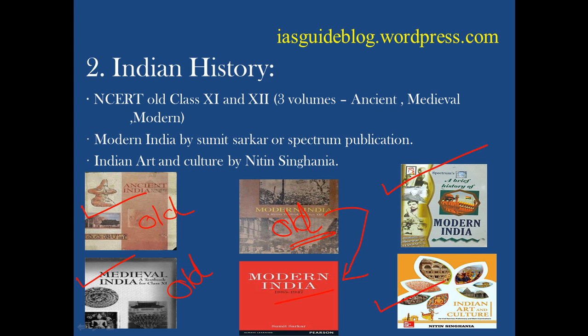When it comes to important concepts, first in ancient India, we should be covering Harappan and Indus Valley civilization, rise of Mahajanapadas, Mauryan Empire, Buddhism, Jainism, salient features of Buddhism and Jainism, and various travelers and their accounts. These are the important concepts we should cover in ancient India.